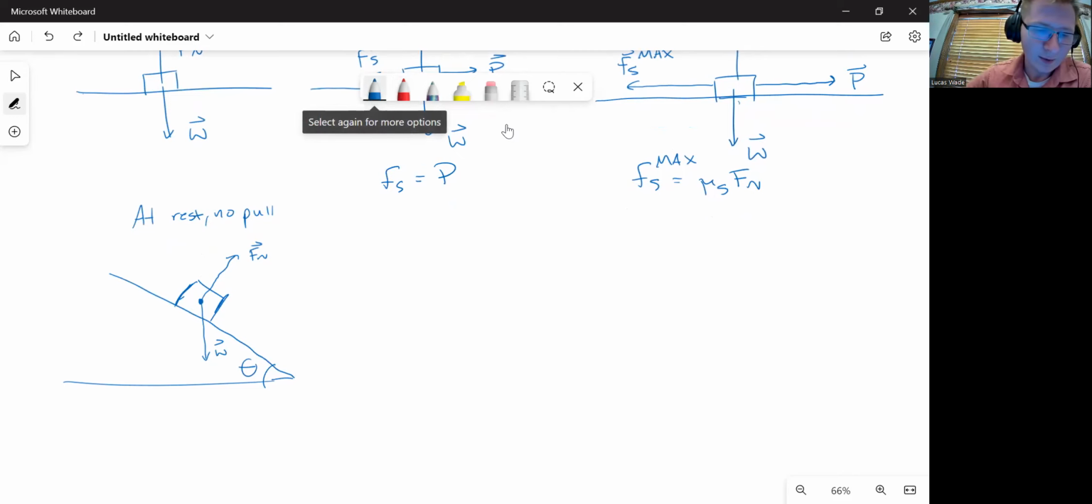So if this block is at rest, does a frictional force act in this case? Yeah, the answer is yes. Why? Because the object is sliding. It's at rest. So it's not sliding. It is at rest. But is it like a frictional force that is keeping it in its place? Yes. What is wanting to pull it down the ramp?